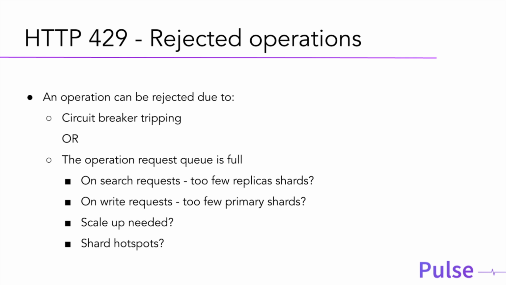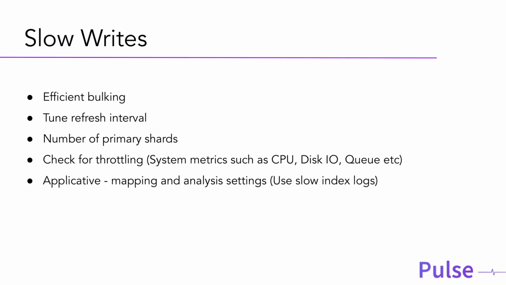And again, the same thought process will come into play. Like we discussed before, do we need to scale up, but before scaling out, maybe we need to look for shard hotspots. Maybe we can do some work on query optimization. Slow writes. Slow writes could be because the writes are going through, again, the same process of the thread pool with the queue.